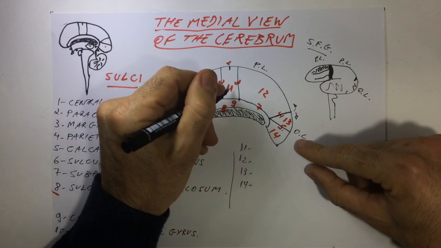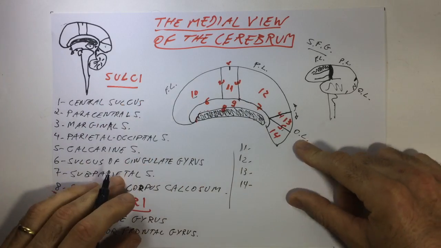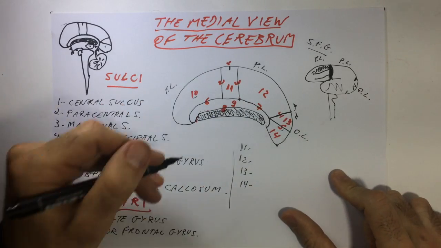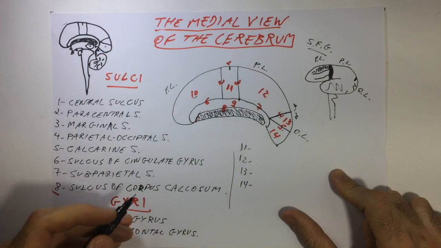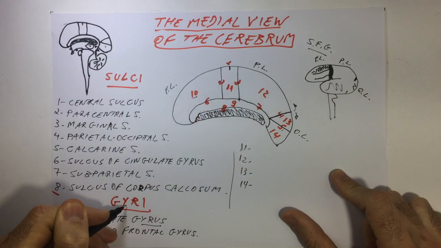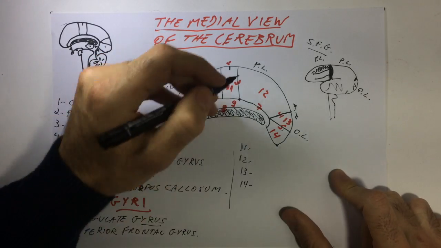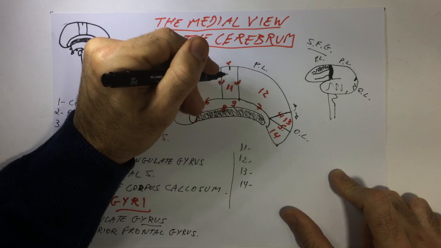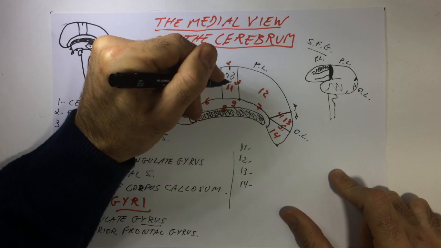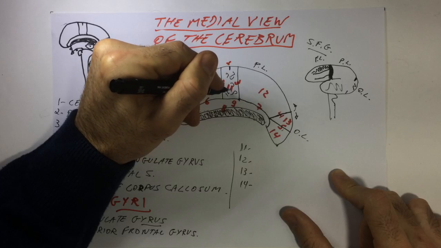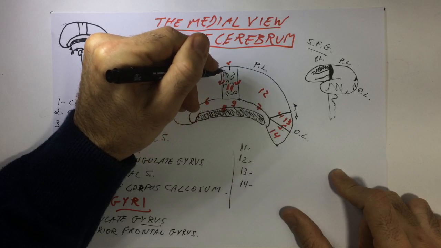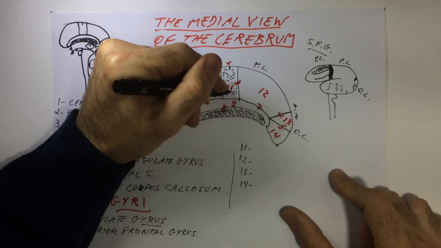Okay? So 11. That's the only one that has a different name, in the sense that 11 is not actually a gyrus. I'm going to just keep it here with the gyri, but it's considered a lobule. Why? Because actually there are many little gyri here that have no name.